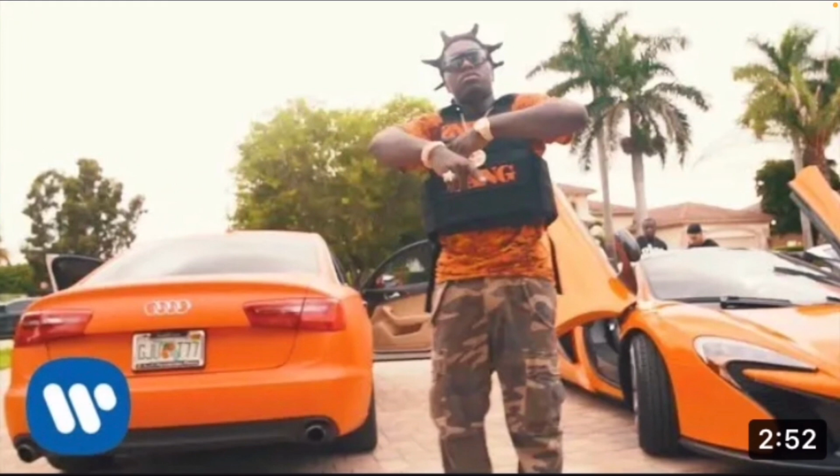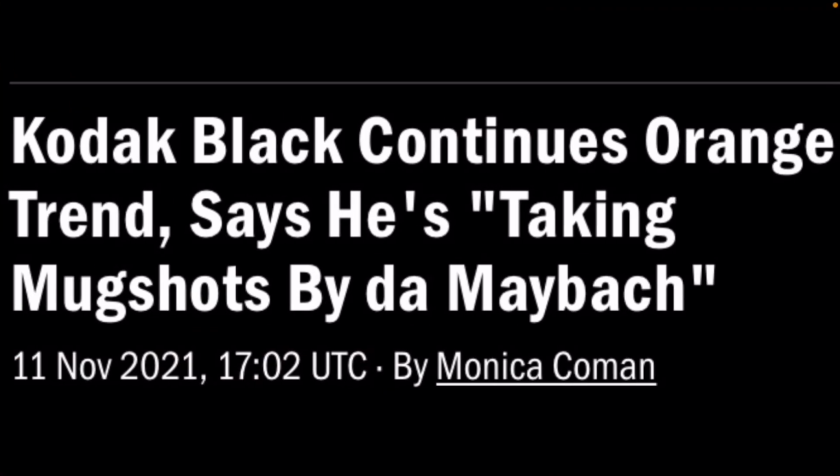And as you guys can see, Kodak loves the color orange. You know, this entire music video was orange. And right here it says Kodak Black continues the orange trend.